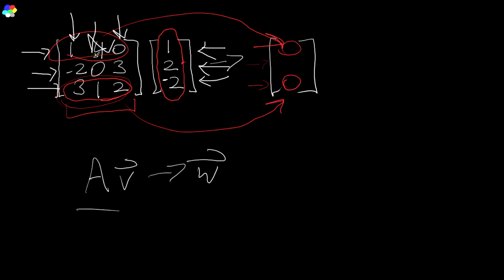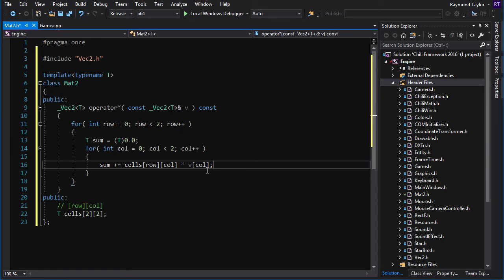For multiplying, if column is 1, that would multiply this one by this one. The only problem is our vectors don't have a way of indexing them by number, only by x and y, x, y, and later on when we do a vec3, it'll be x, y, z. But unfortunately, we can't do this. So what are we going to do? Well, we have two options.